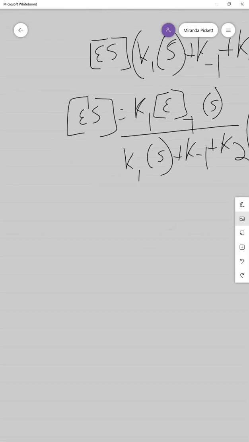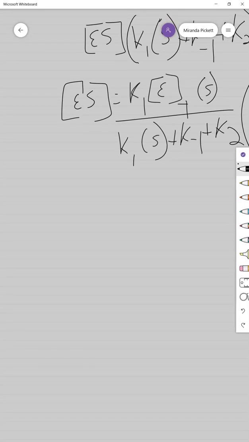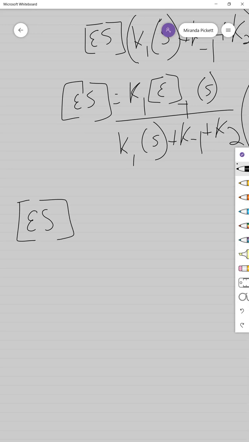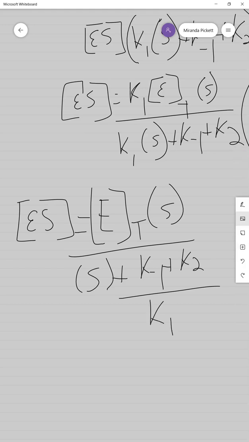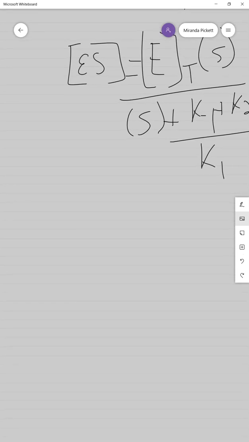And once we do that, we will get ES is equal to our total enzyme times S over S plus K negative 1 plus K2 over K1. And that's going to be important to remember for our next step.